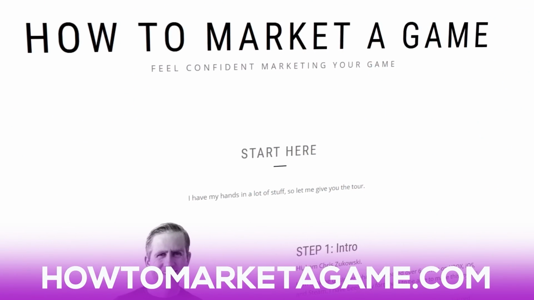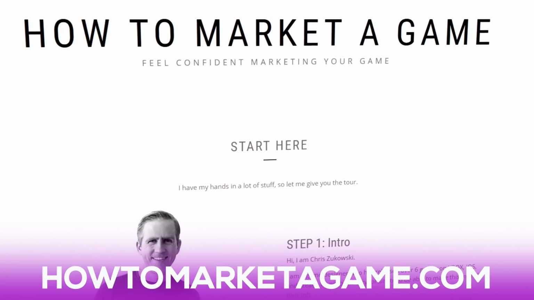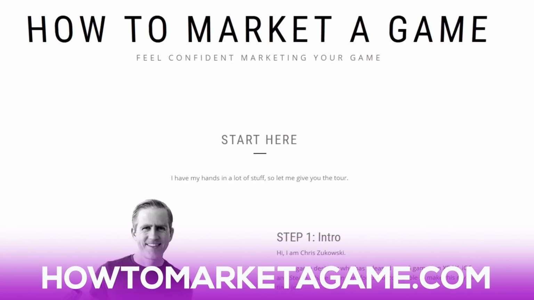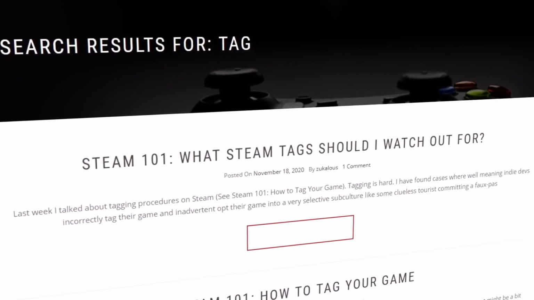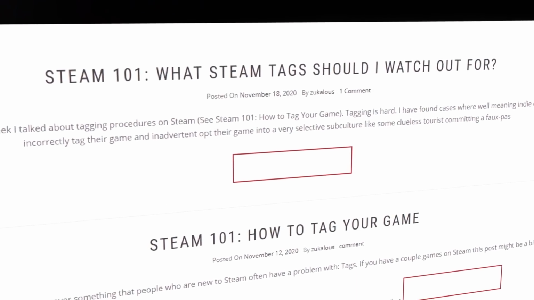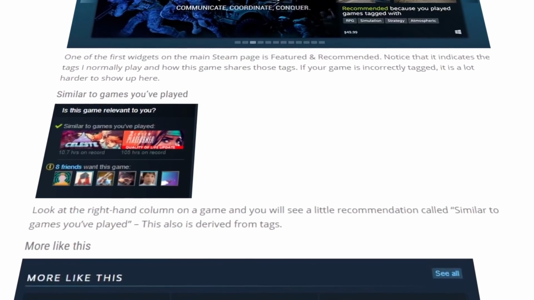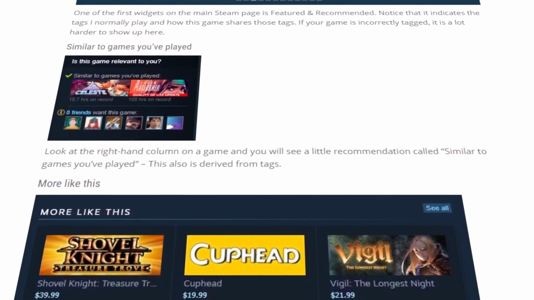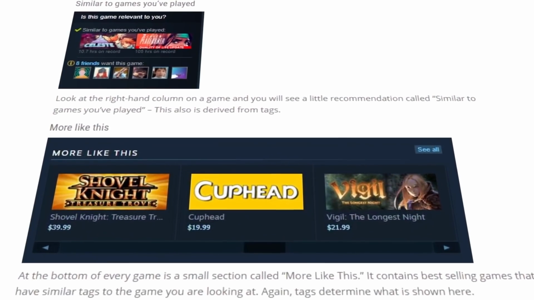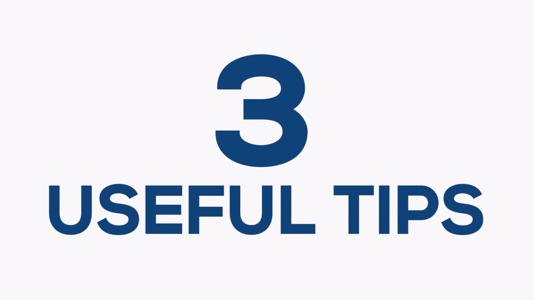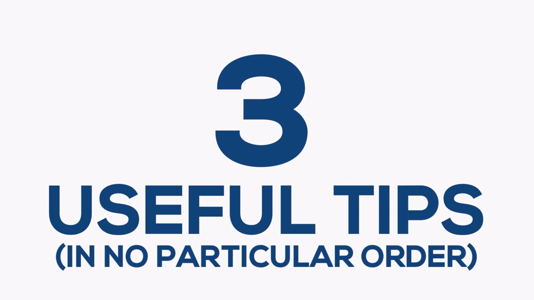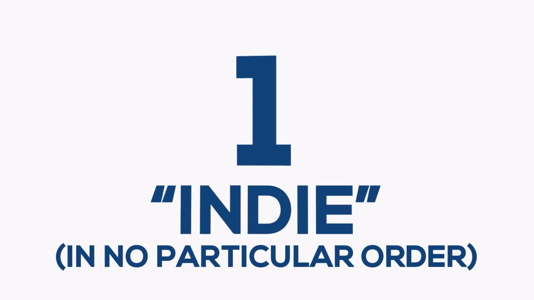The website and mailing list howtomarketagame.com by Chris Zukowski is a fantastic resource and has a number of great articles on Steam tags. A recent post, Steam 101: How to Tag Your Game, had a number of eye-opening tips. We'll leave a link to the full article in the description. We won't spoil it all, but here are 3 tips from the article that we thought were really useful, in no particular order. Number 1.